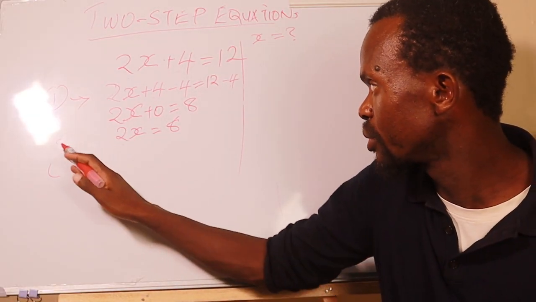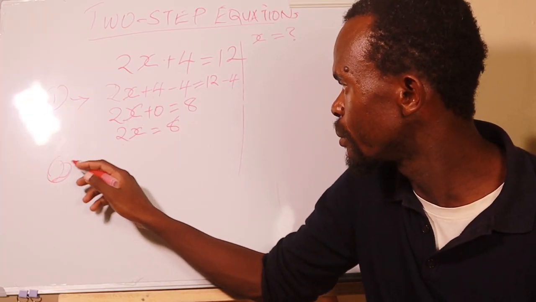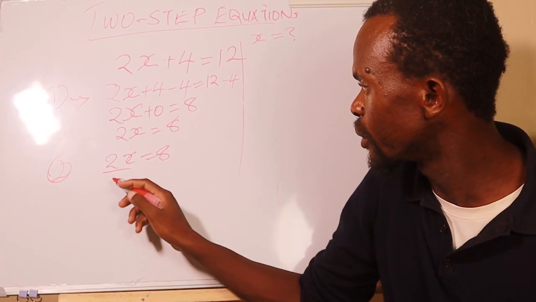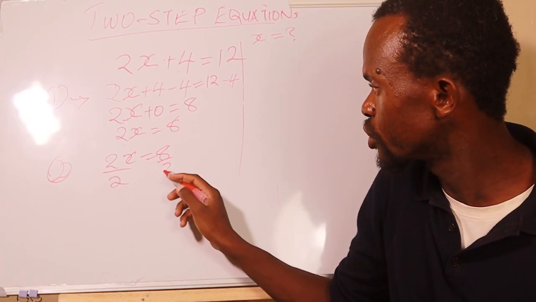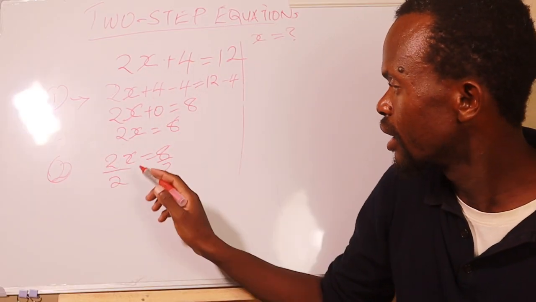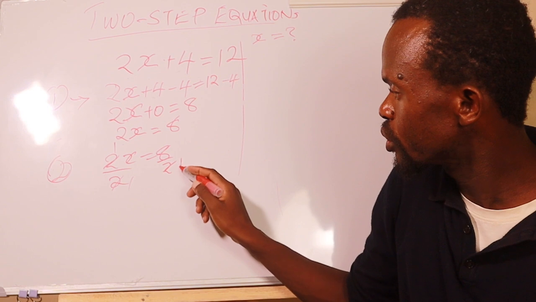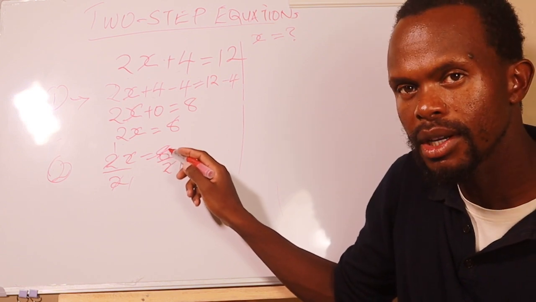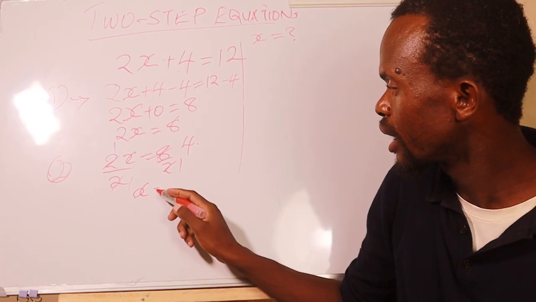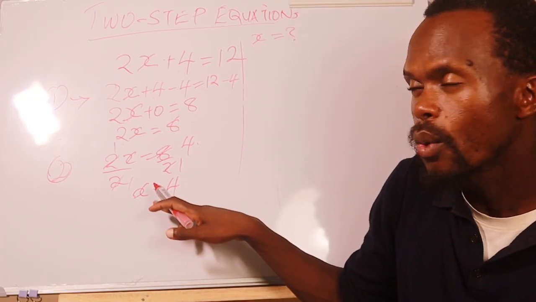That's the only way we can do it, and therefore our second step will be 2x is equal to 8. We're going to divide both sides by 2. Whatever you do on this side, you do on the other side. So we divide 2x by 2, and 8 by 2, and then we're going to be left with 4. And therefore we'll see that x is equal to 4. This is using one method.